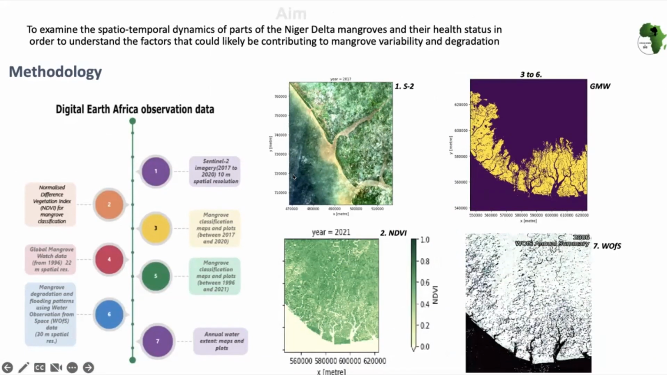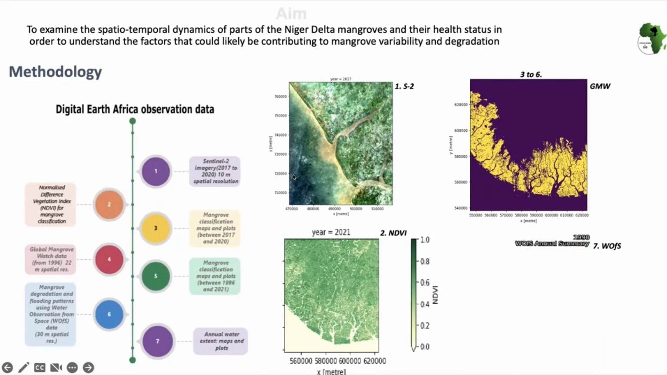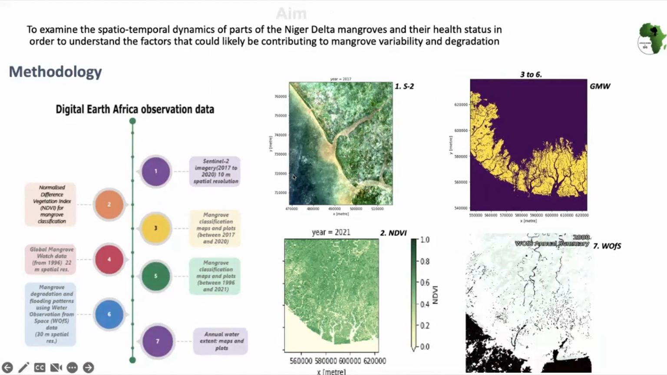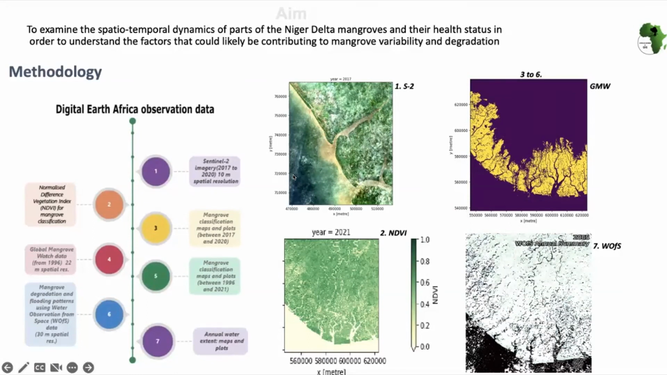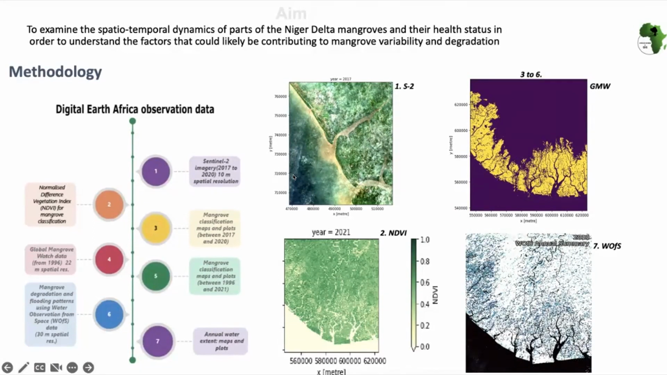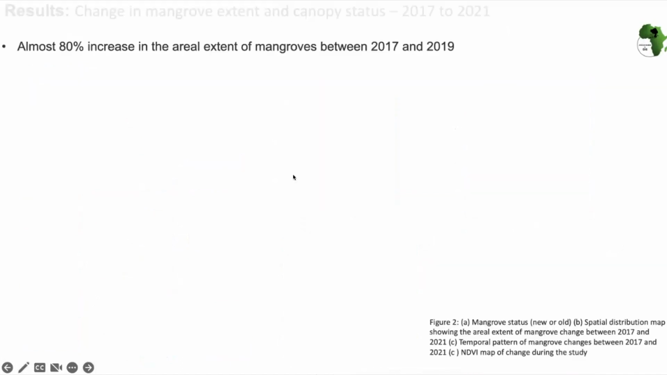And on the screen now is the objective or the aim of this project: to examine the spatio-temporal dynamics of parts of the Niger Delta mangroves and their health status in order to understand the factors that could likely be contributing to mangrove variability and degradation. And then on the next slide, the result is the change in mangrove extent and canopy status, and the range of this particular research is 2017 to 2021.